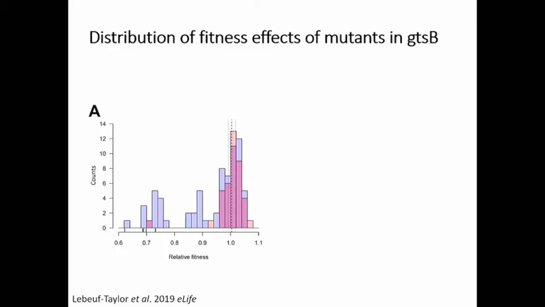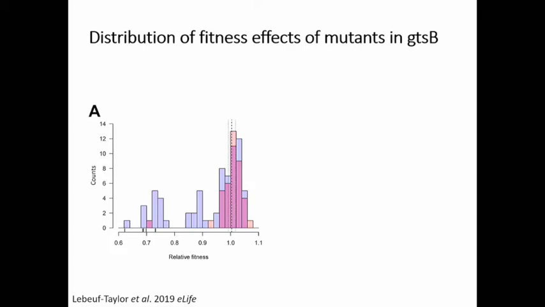I've overlaid here both the synonymous and the non-synonymous mutations. The pinkish bars are the synonymous mutations, and the bluey, purpley bars are the non-synonymous mutations. So you can see here's the range of fitness effects on the x-axis and count on the y-axis. This is the fitness of the ancestor, the wild type, and you can see we have both beneficial and deleterious effects of these mutations, and they range pretty broadly.